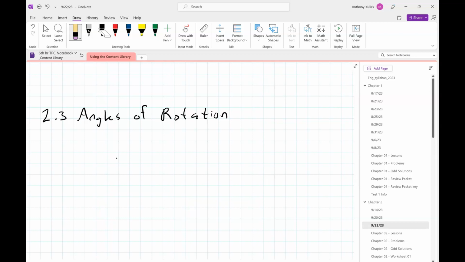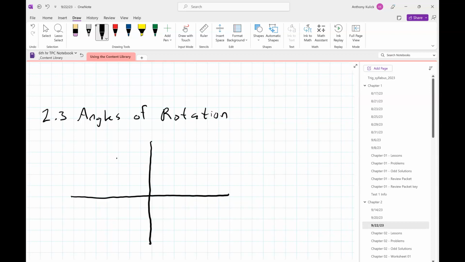What we're going to do today is create a system for drawing angles that allows us to write angles of any size, either positive or negative. That seems weird, but it's a simple enough idea.